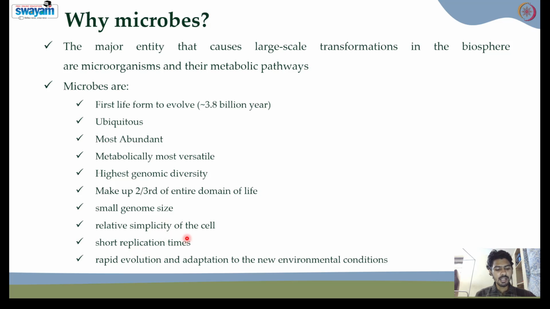That is, there are some bacteria like E. coli that have a doubling time of 20 minutes, and most often they rapidly adapt and evolve themselves to new environmental conditions. So these are some of the advantages of going for microbes, especially prokaryotic microbes, for bioremediation of pollutants.